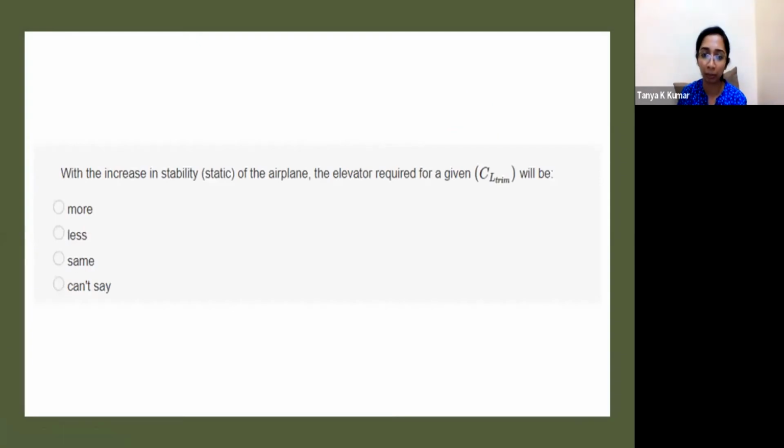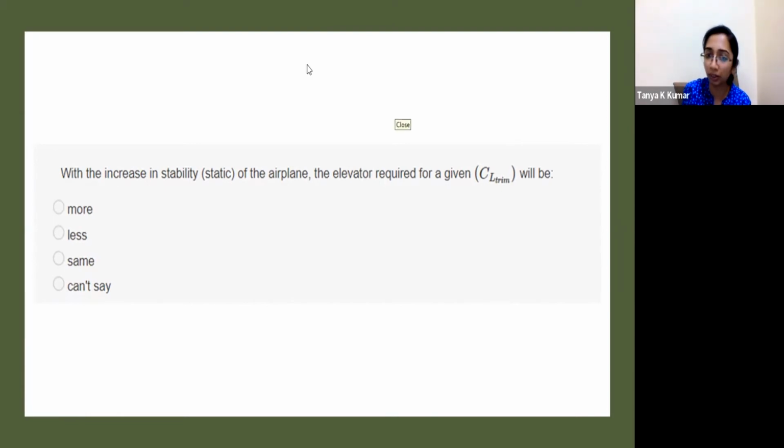With increase in static stability of the airplane, the elevator required for a given CL trim will be? So for a particular configuration, there is an elevator delta E trim required to trim the aircraft at a given CL trim. For the same CL trim with an increase in static stability, how will that elevator trim change? Can anyone try to answer this? For the same CL trim, but with increased stability, what would the change in elevator deflection angle be? Unchanged.